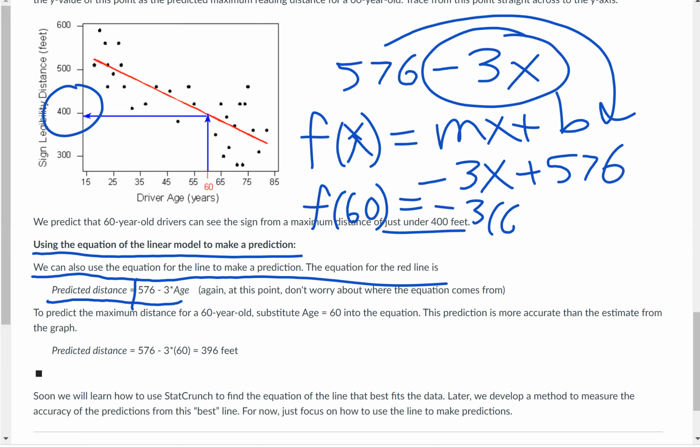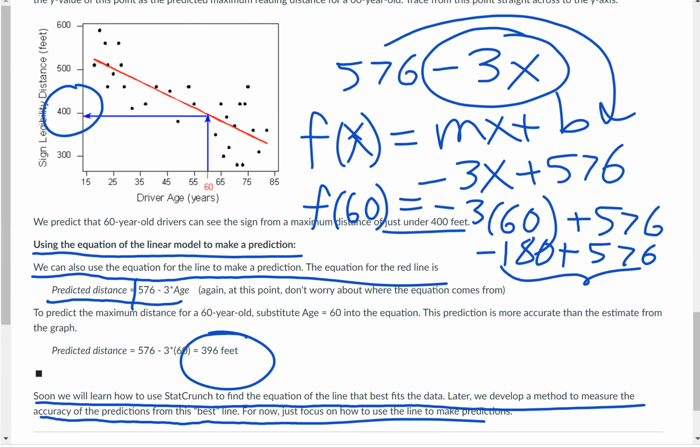-3 times 60 plus 576, so this would be -180 plus 576. Added together, that should give you the answer, 396 feet. Soon we'll learn how to use StatCrunch to find the equation of the line that best fits the data. Like we said, we could probably do it ourselves, but it would be very tedious. Later, we develop a method to measure the accuracy of the prediction from this best line, quote unquote. For now, we'll just focus on how to use the line to make predictions.